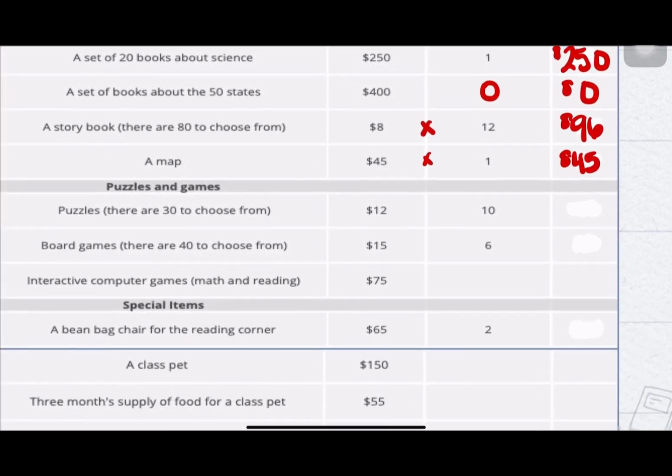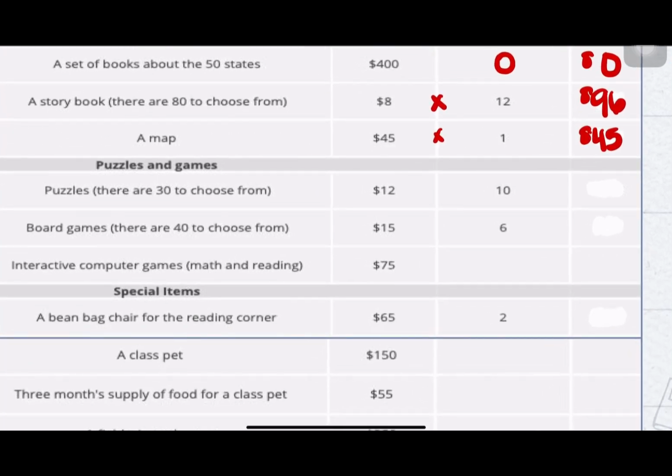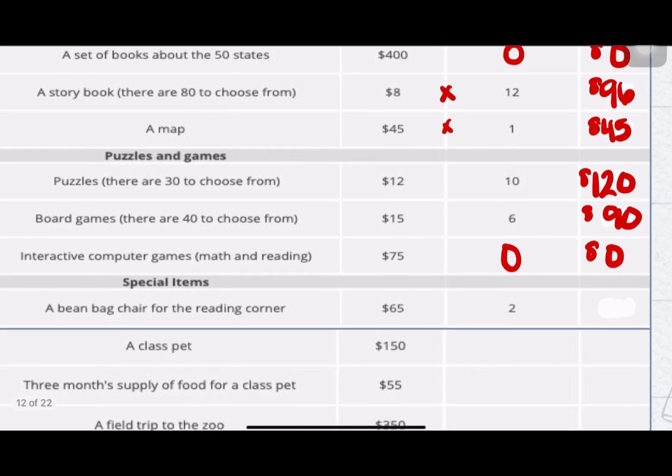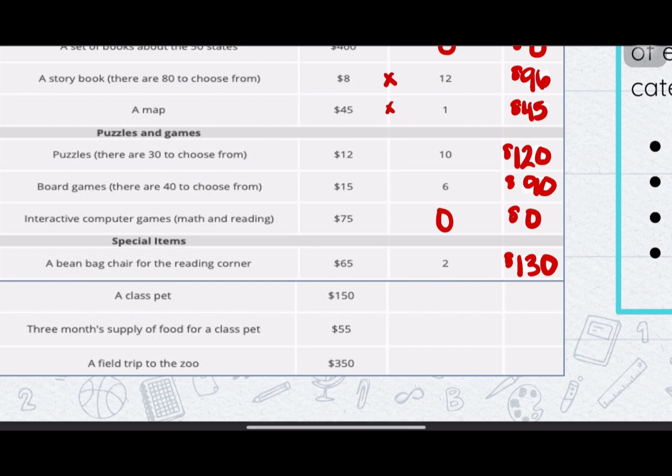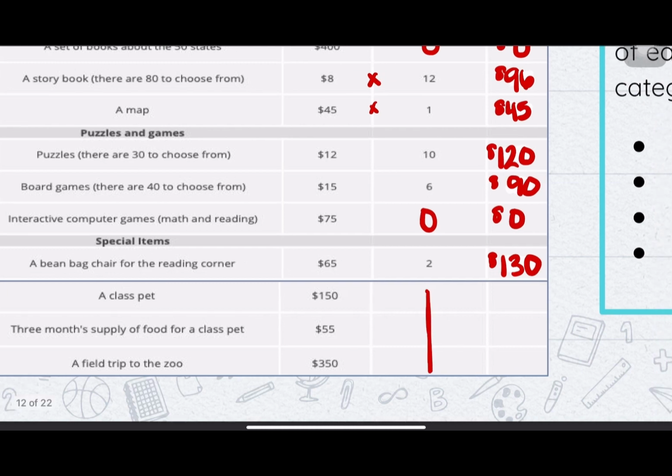Now let's move on to puzzles and games. We have 12 times 10, which is $120. 15 times 6, which is $90. And we have 0 here again, so that'll just be 0. And special items, we have 2 beanbag chairs for $65, which is a total of $130. And then we see here that there's nothing in this category, so that means that we will not be adding any of this to our total.